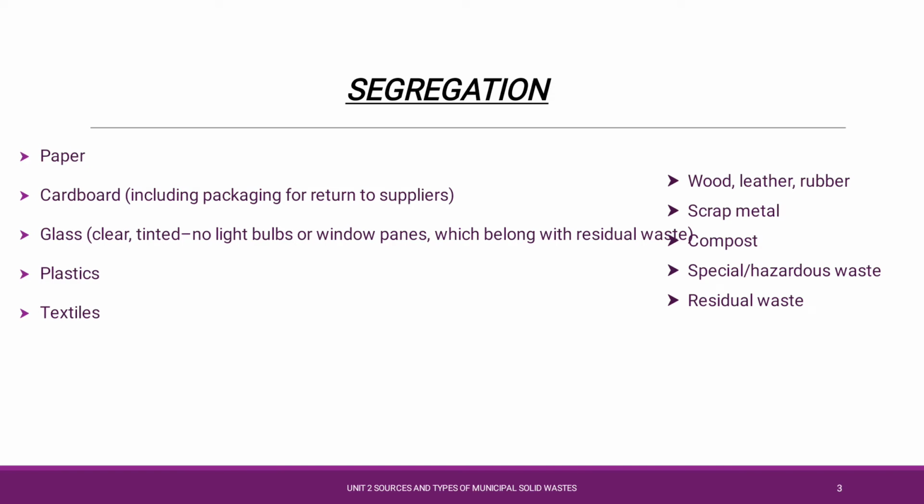The various materials that are segregated are paper, cardboard, glass, plastic, textile, wood, scrap metals. These are all dry solid waste materials. Compost, hazardous waste, residual waste. These are all the wet mass of solid waste.